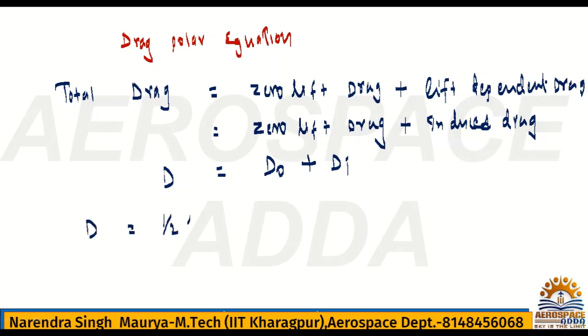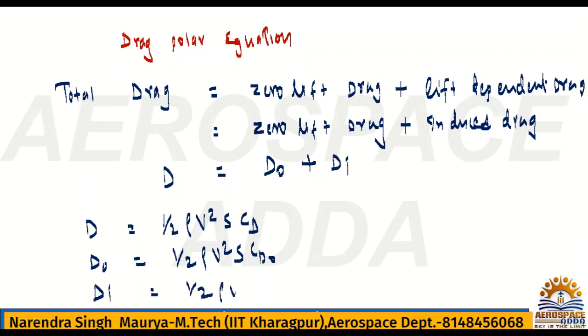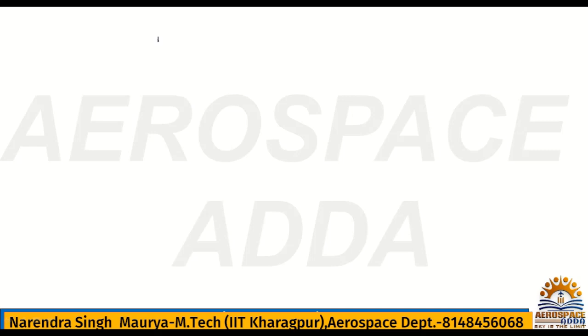Okay, you know what the drag is? It is half rho v square S into CD. What is D naught? Half rho v square S into CD naught. And DI is half rho v square S into CDI. If you keep this, what will you get? CD is equal to CD naught plus CDI. Yes or no?